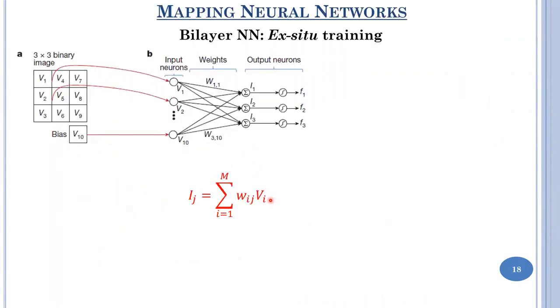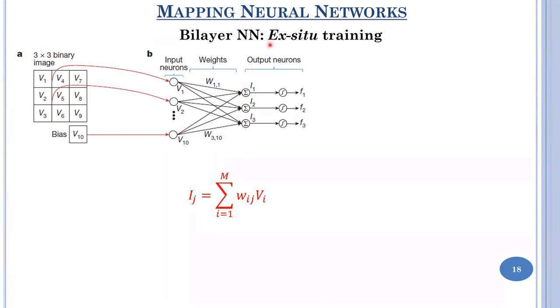Okay, so with this, let me come to the main part of this talk, which was on mapping these neural networks onto these hardwares. First, let me talk about the neural network that we have in the picture. It's a single layer neural network, which is also called the bilayer neural network. Why so? Because it just has one input neuron layer and an output neuron layer. The input neuron layer has the pixels of 9 different binary images and one bias. Let us, for the time being, remove this bias from the picture.